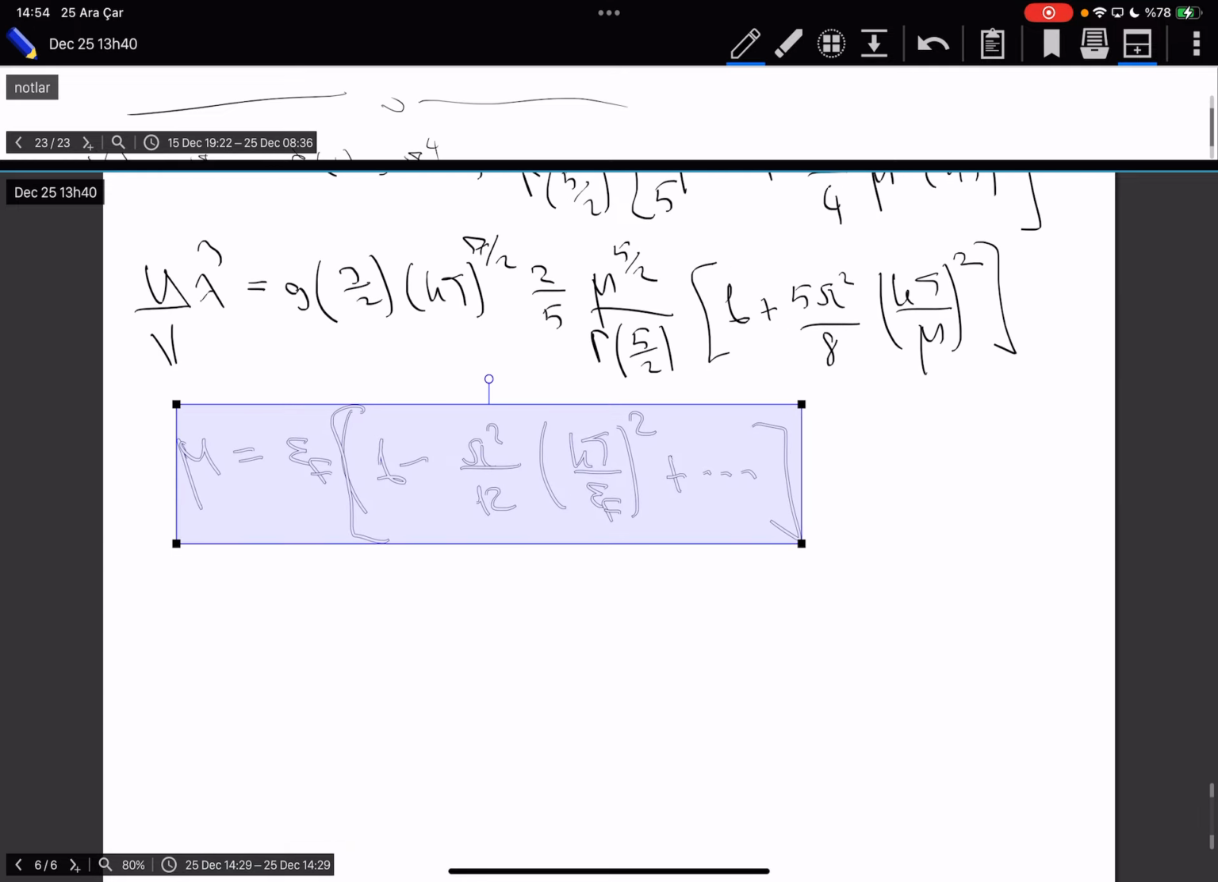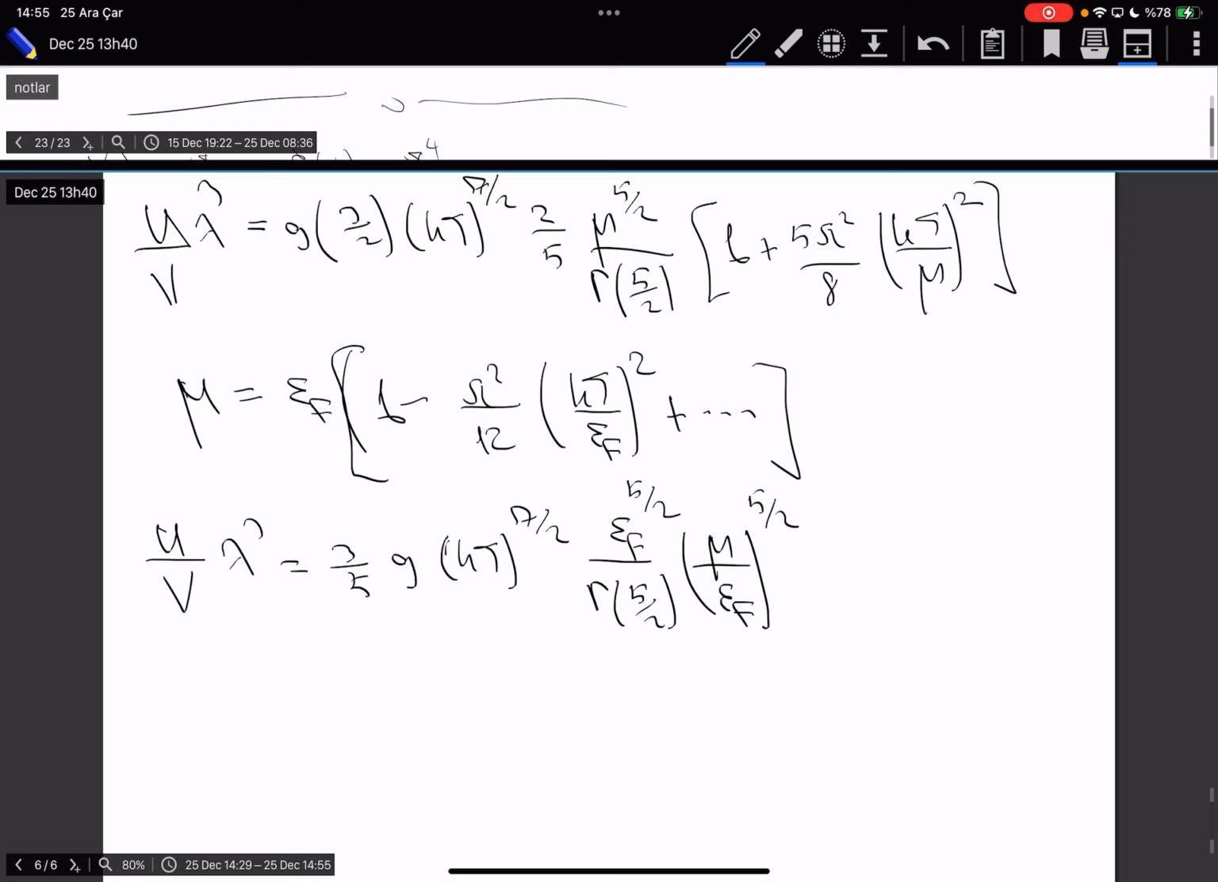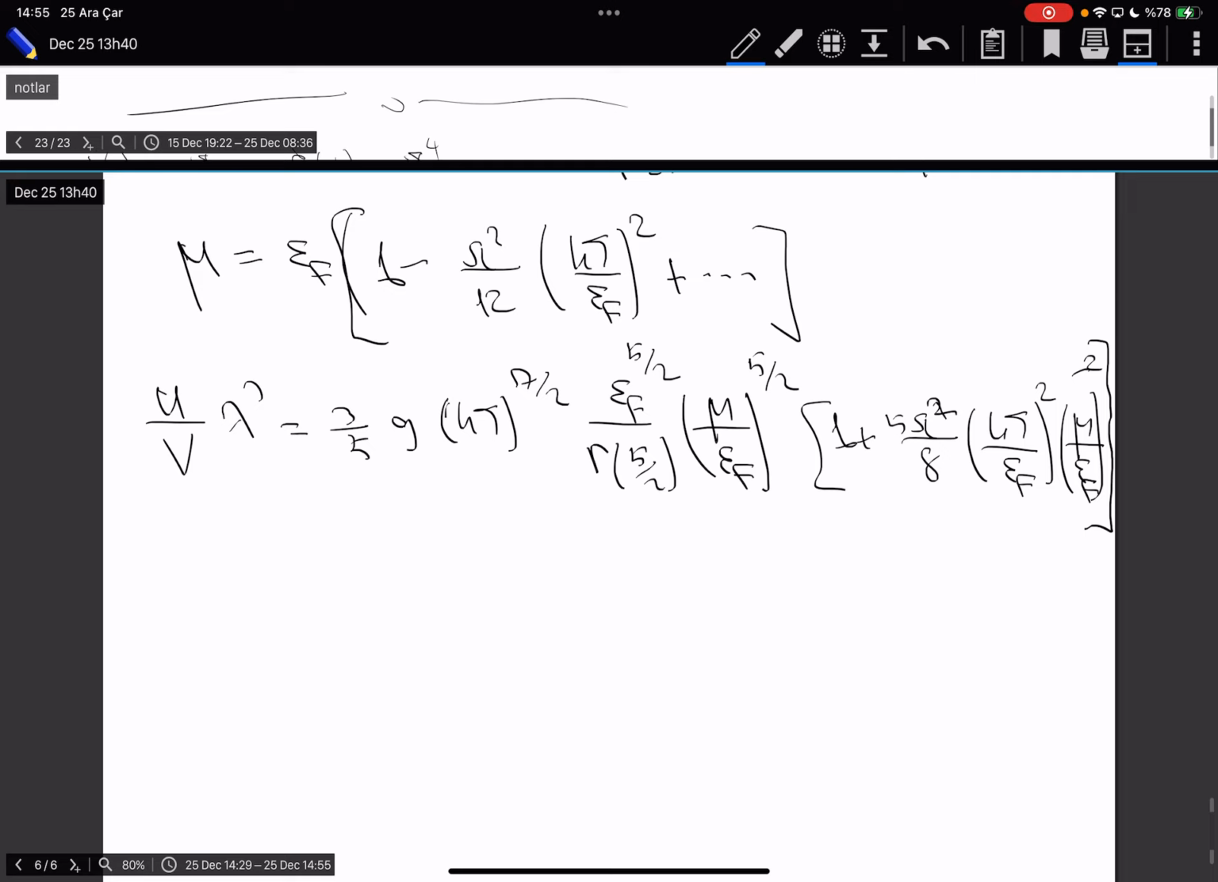So first, U over V lambda cubed is equal to 3 over 5 g kT to the power 7 over 2, 1 over gamma 5 over 2, mu over epsilon Fermi to the power 5 over 2 times epsilon Fermi to the 5 over 2. I will write everything in terms of mu over epsilon Fermi. Then I have 1 plus 5 pi squared over 8 kT over epsilon Fermi squared, mu over epsilon Fermi to the power minus 2. Basically, that mu over epsilon Fermi to the power minus 2, I can just replace by 1, because the correction from the change from 1 will just contribute kT over epsilon Fermi to the power 4 or higher.